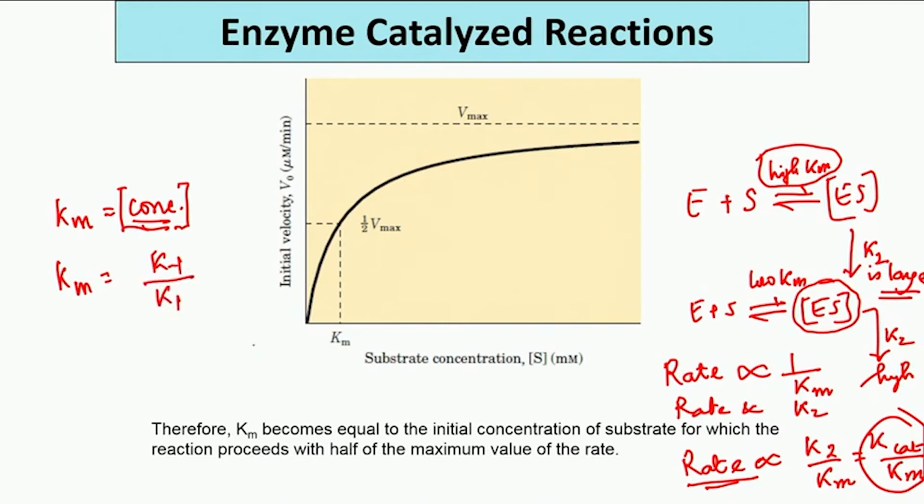But remember, k minus 1 is a unimolecular reaction. When ES goes to E plus S, it is unimolecular, a first order type reaction. Here the constant has a unit of concentration per time, but k minus 1 has two concentration terms per time. Ultimately one concentration term will be crossed out, and the time also will be crossed out. So this gives a concentration unit. In both ways you get the same thing. That should happen, because both are pointing to the same parameter.